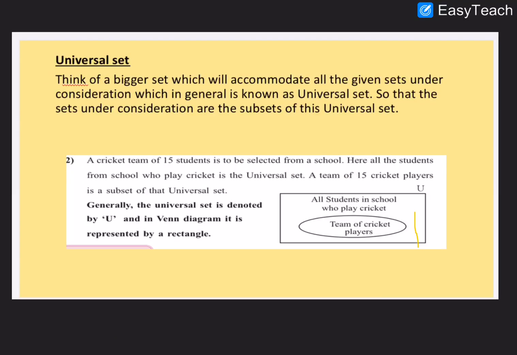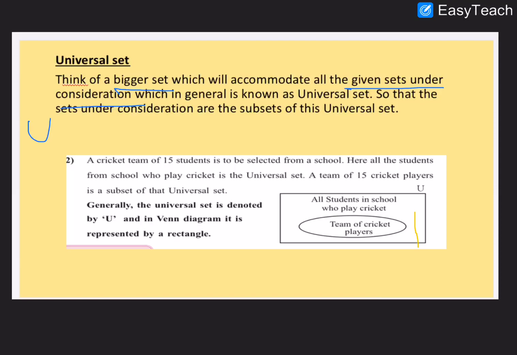So what is universal set? It is a bigger set which will accommodate all the given sets under consideration, which is in general known as universal set. So universal set is a bigger set which accommodates all the given sets under some given condition, and it is represented by the letter U, so that the sets under consideration are the subsets of the universal set.